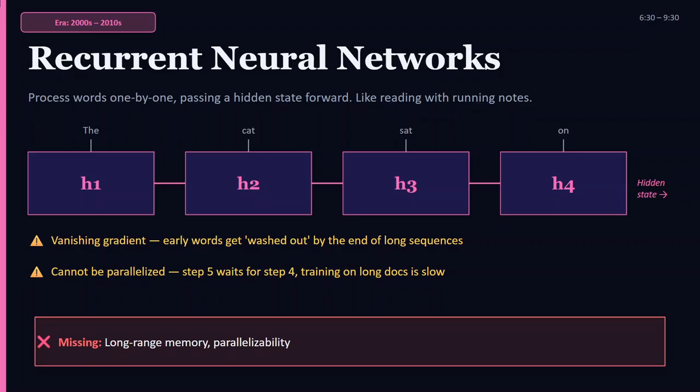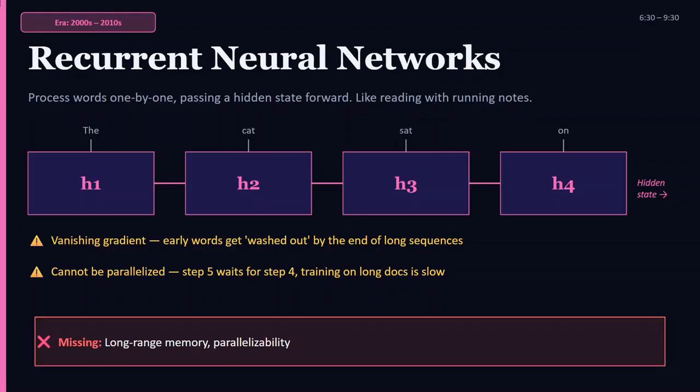There's also a major problem. RNNs cannot work in parallel, which means step 5 works on the output of step 4. Step 4 depends on the output of step 3 and so on. So you have to process words serially, sequentially. So on long documents, this is a painful problem as it takes a lot of time to train.